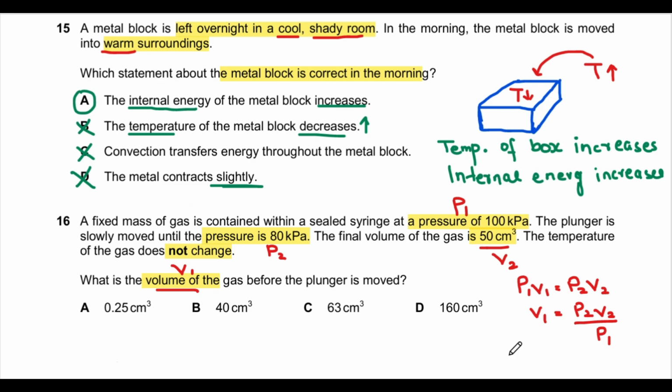Now I will put the values. In place of P2, I'll write 80. In place of V2, I'll write 50. And in place of P1, I will write 100. Solving this, the initial volume, or V1, would turn out to be 40 centimeter cube.